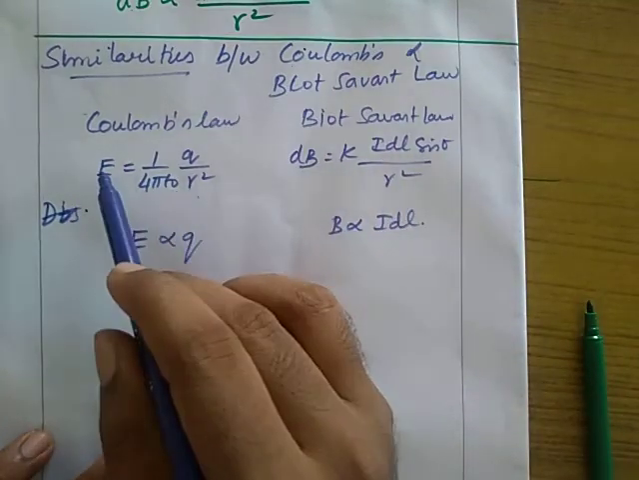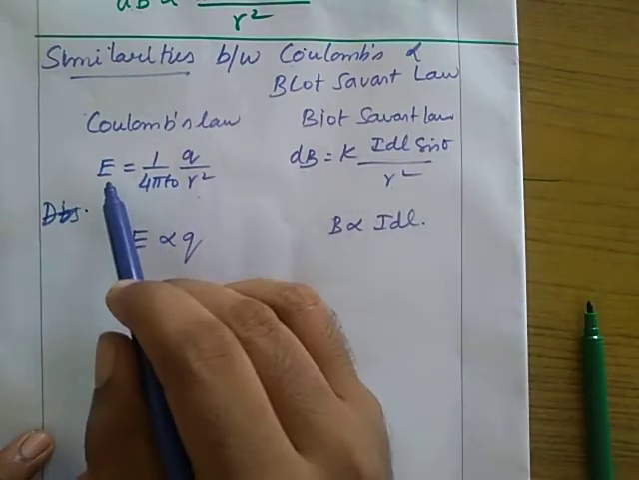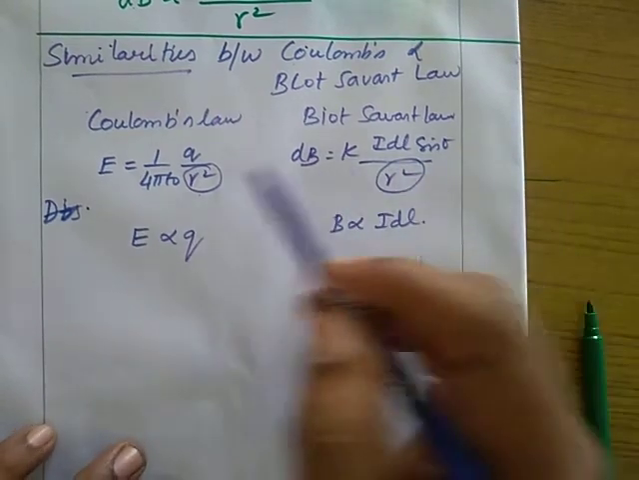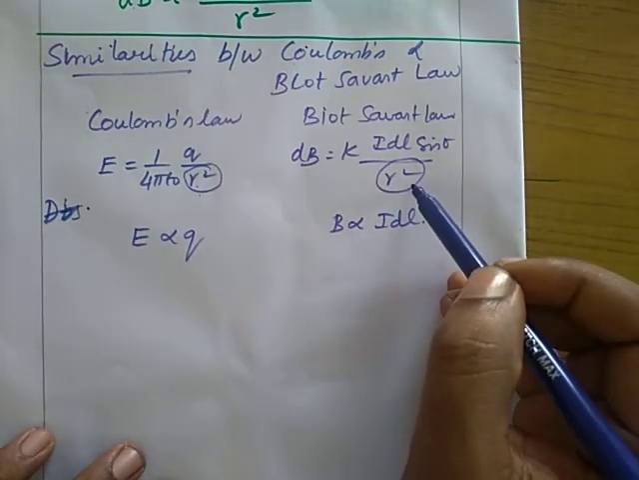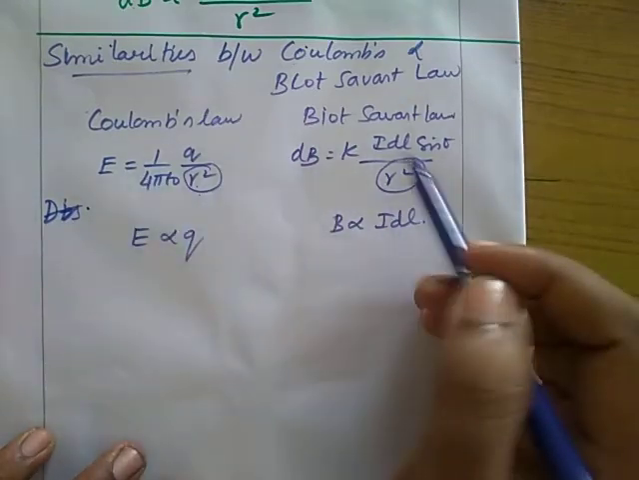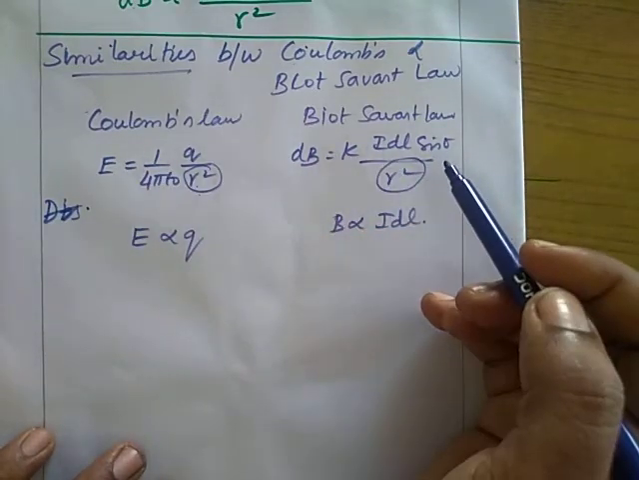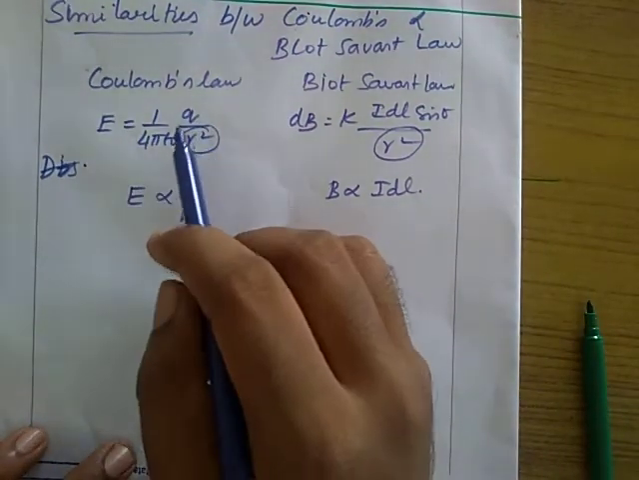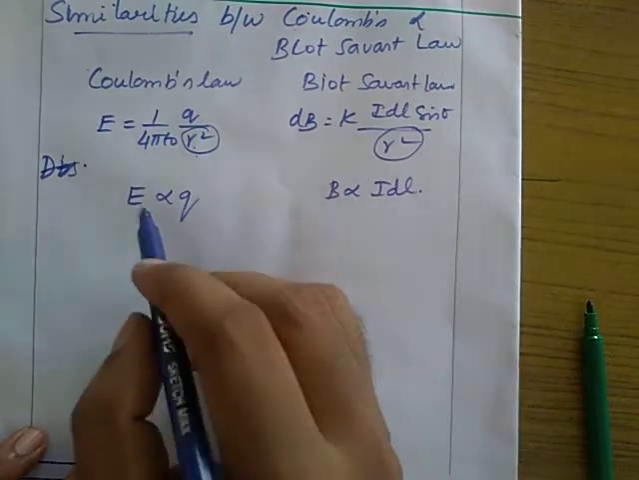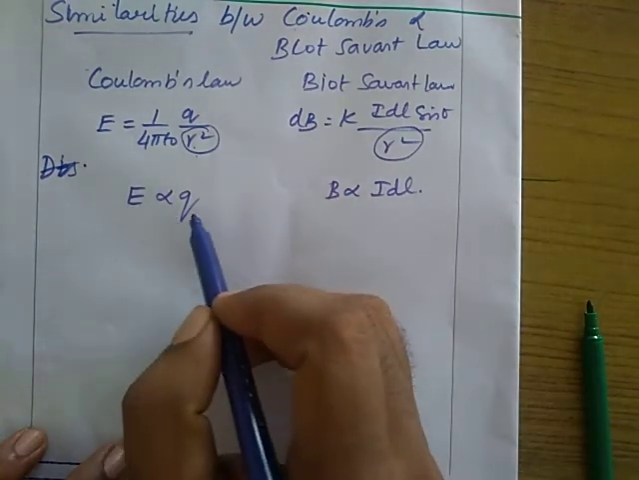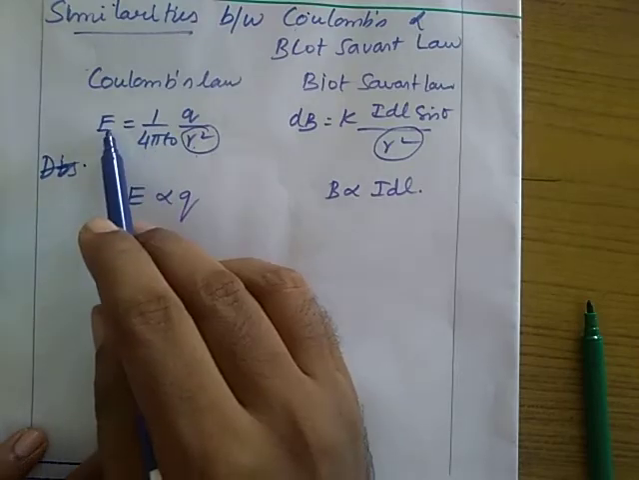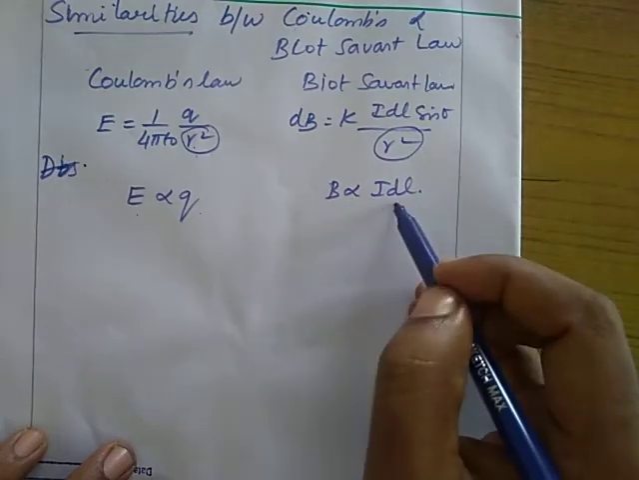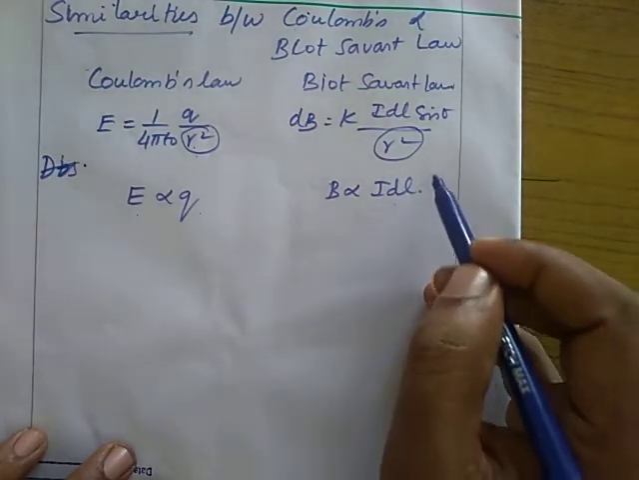In both laws, they are inverse square laws, and the field varies with distance. These two fields are long range fields. They also obey the superposition principle. The electric field is directly proportional to the magnitude of the charge, and the magnetic field is directly proportional to the length of the current element.